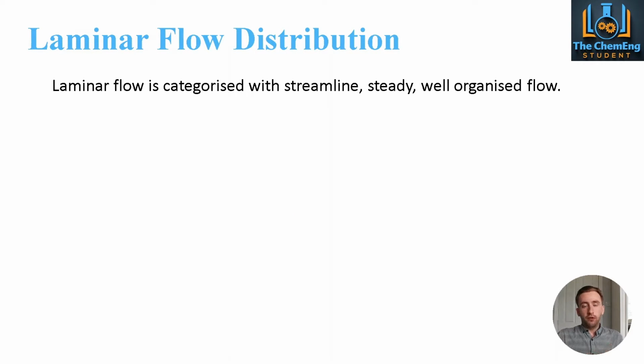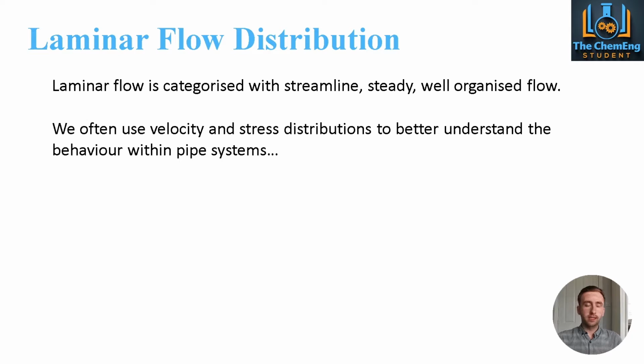Now, laminar flow, if we look at these individually, laminar flow is categorized by streamline, steady and well organized. And we often use the velocity and the stress distributions to better understand this behavior, especially within pipe systems, because ultimately when we design processes, we're often working with fluids. And we want to know what type of flow we have, because there will be different equations that will describe and characterize the different types of flow.